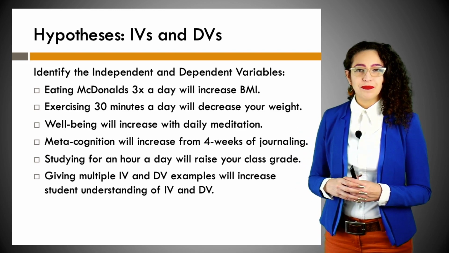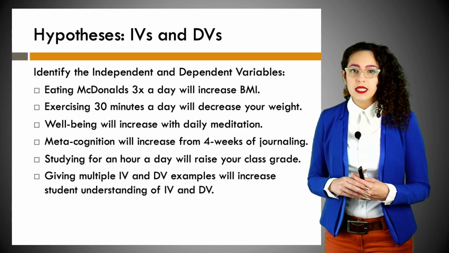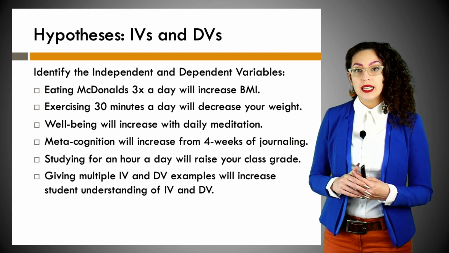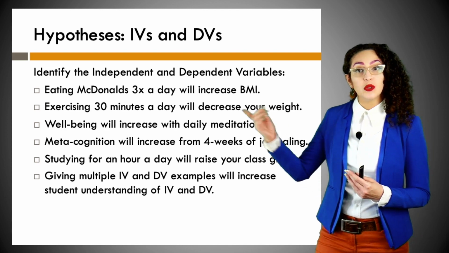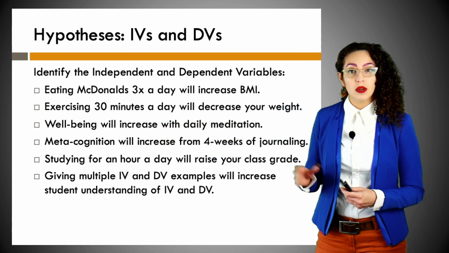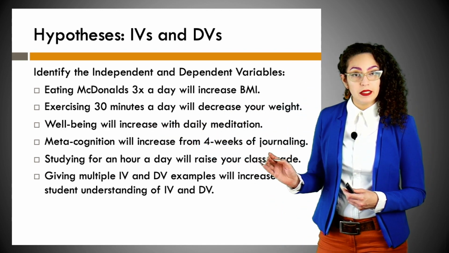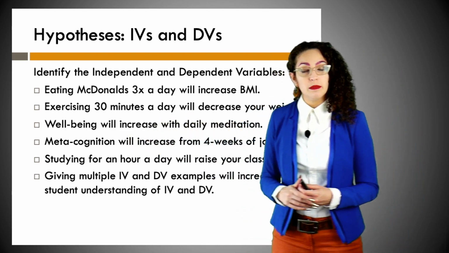Journaling's good for you. So how about this one? We have 4 weeks of journaling, and that is supposed to do what? It's supposed to increase metacognition. So 4 weeks of journaling is the independent variable, and the dependent variable is metacognition.